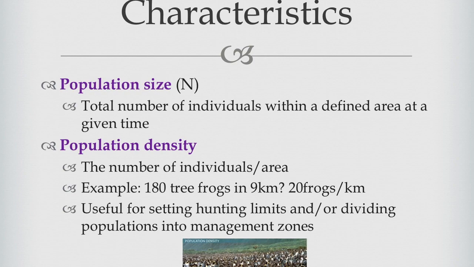One of the things that you might have to calculate is this density. So for example, if you have 180 tree frogs in 9 kilometers, you have 20 tree frogs per kilometer. It's useful for setting hunting limits. So my density is going to allow me to figure out how many hunting permits for my tree frogs I can put out there.